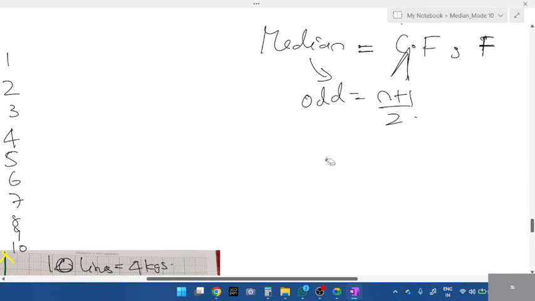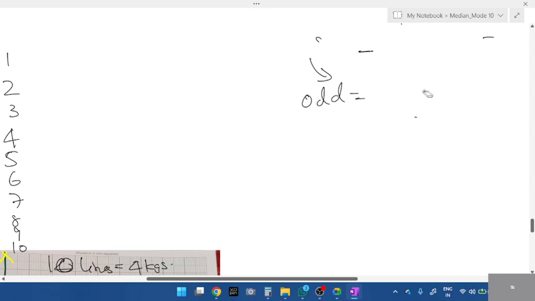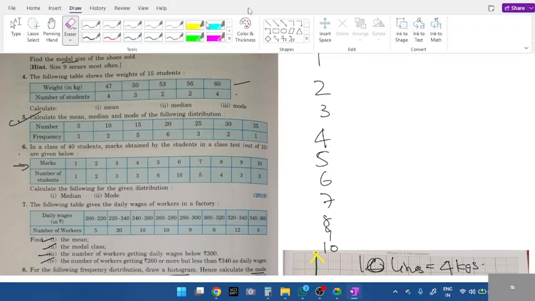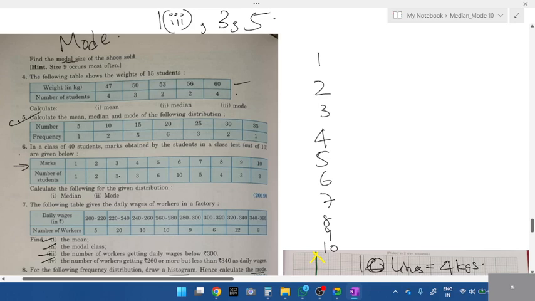Now the same question, students. What is mode? Tell me mode, all of y'all. What's the meaning of mode? Respond. What is mode? Repeated more times, right? Correct. Highest times the value is repeated. Look at this question.